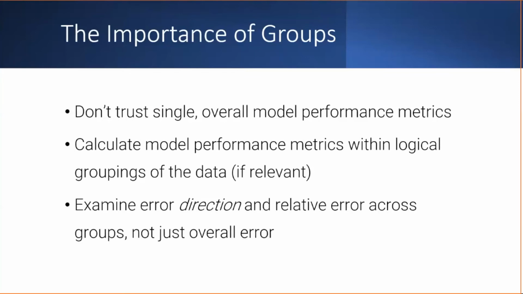And then finally, examine the error direction and relative error across groups and not just overall error, because even if you see that one group has higher error or lower error than another, it may mask the fact that most of that error happens in the false positive realm or the false negative realm. And that could be very relevant depending on your task.